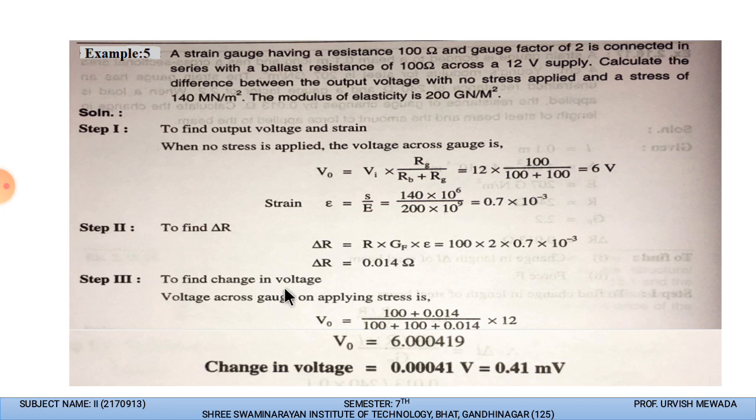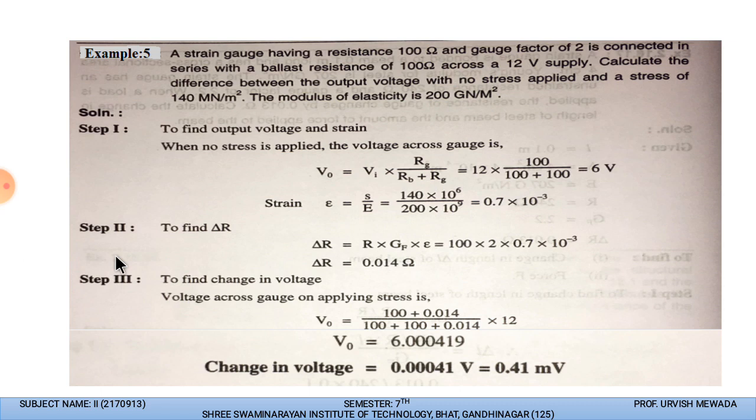So the strain epsilon is equal to S by E. We have the value of S, that is given 140 MN per meter square, and the modulus of elasticity is also given, that is 200 into 10 raised to 9. So from this we can determine the strain, that is 0.7 into 10 raised to minus 3.